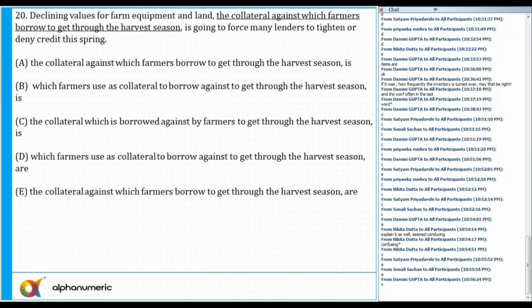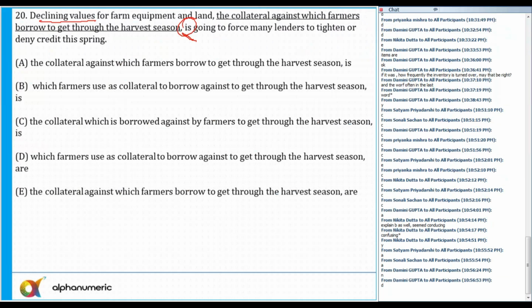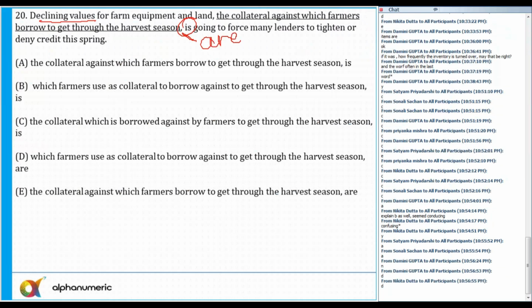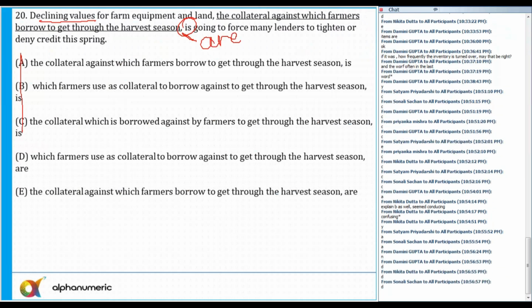Question number 20. Declining values for farm equipment and land, the collateral against which farmers borrow to get through the harvest season, is going to force. Wrong. "Is" cannot be. It is declining values. It is plural. If this is plural, then we'll have to have "are," which means A, B, C gone. We will have to have "are."